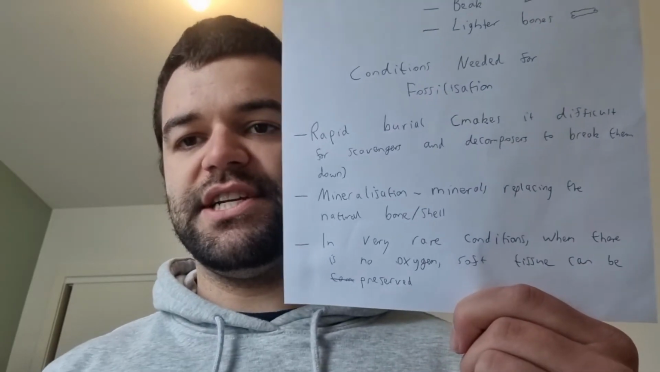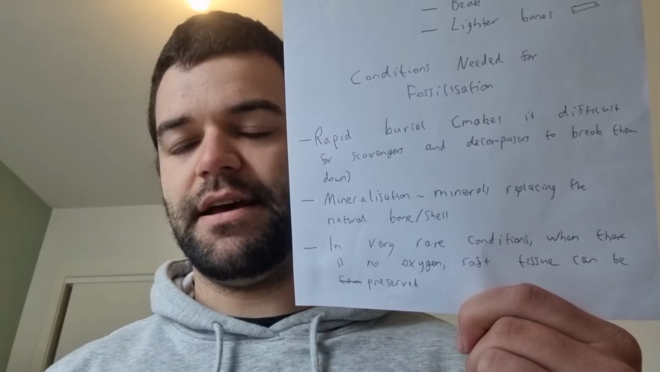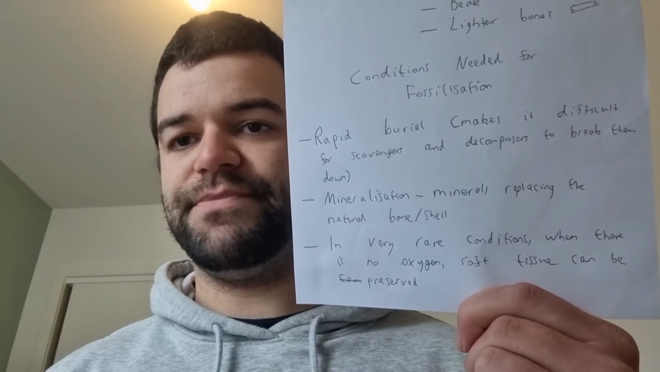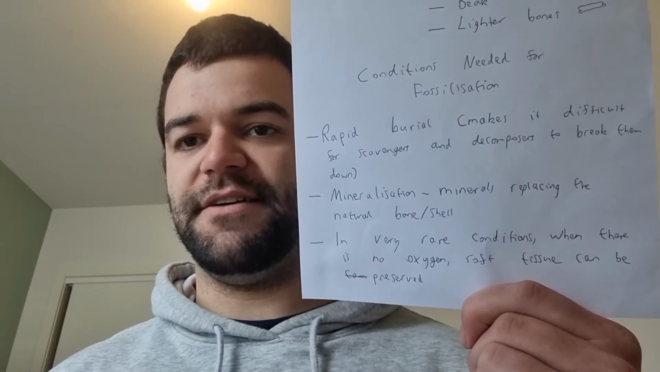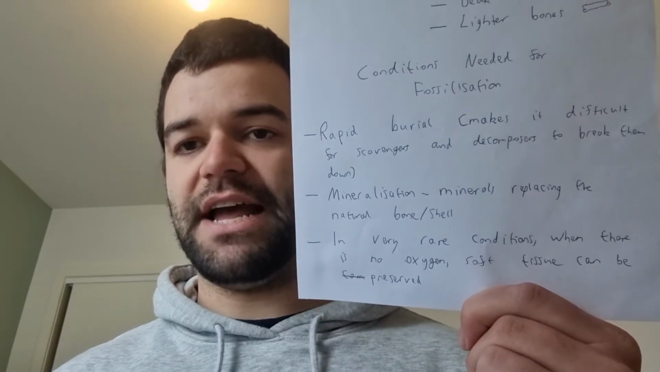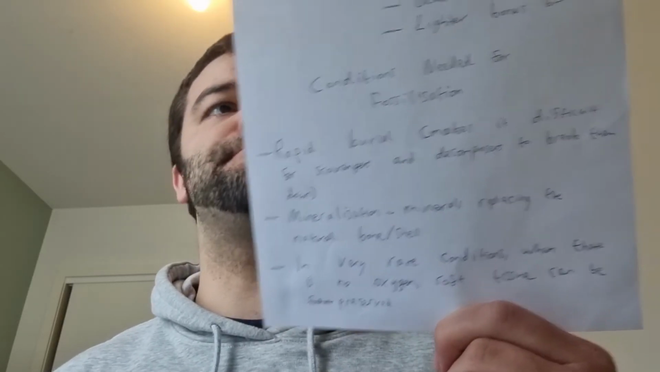In very rare conditions, when a dead organism gets preserved in an environment with very little oxygen, like a tar pit, for example, soft parts may be able to be preserved as well. It's normally very rare for soft tissue to be preserved, but in the right conditions, it can happen. It's just very rare.